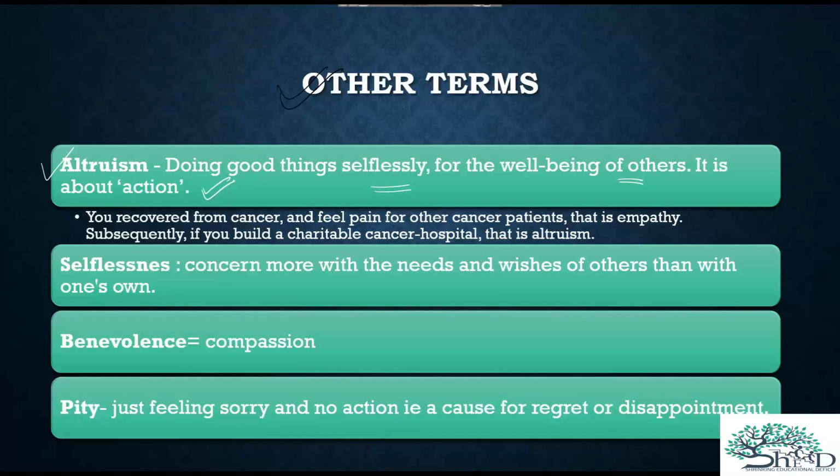Now you must be confused. Then what is the difference with compassion? See, two things can lead to altruism. One is compassion, other is some selfish reason. Both can lead to altruism. Like saving tax can also lead to altruism. So this is the difference between altruism and compassion.